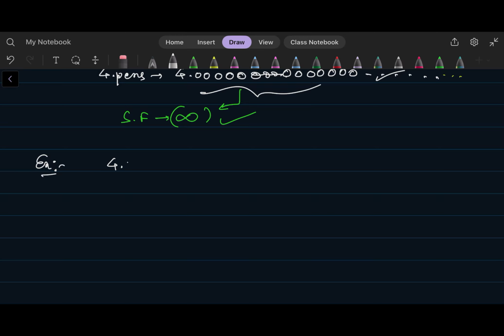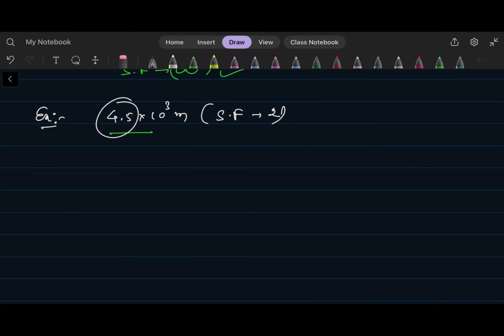If you have the value like 4.5 into 10 to the power of 3 meter, and the value is completely in this scientific notation, then we need to understand that we have to consider only these two values, 4.5 and 10 to the power of 3. By considering these, we can mention the significant figure is 2 for this. Then if it is 4.50 into 10 to the power of 3 meter, the significant figure is 3. Like that we have to mention.